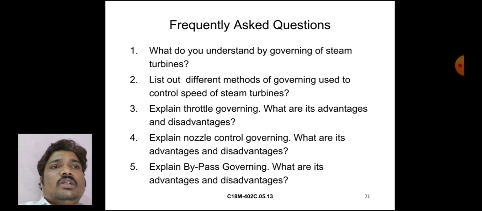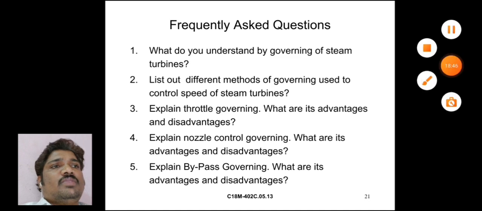First question: what do you understand by governing of steam turbine? Second: list out different methods of governing used to control speed of steam turbines. Third: explain throttle governing. What are its advantages and disadvantages? Fourth question: explain nozzle control governing. What are its advantages and disadvantages? Fifth question: explain bypass governing. What are its advantages and disadvantages? These questions may be asked in this topic.